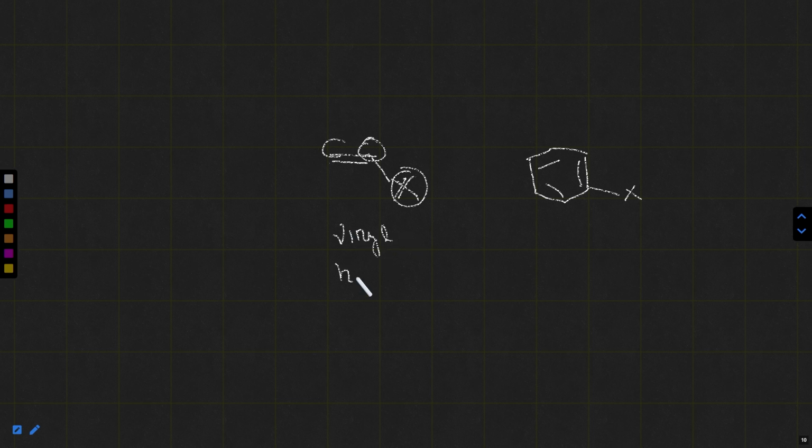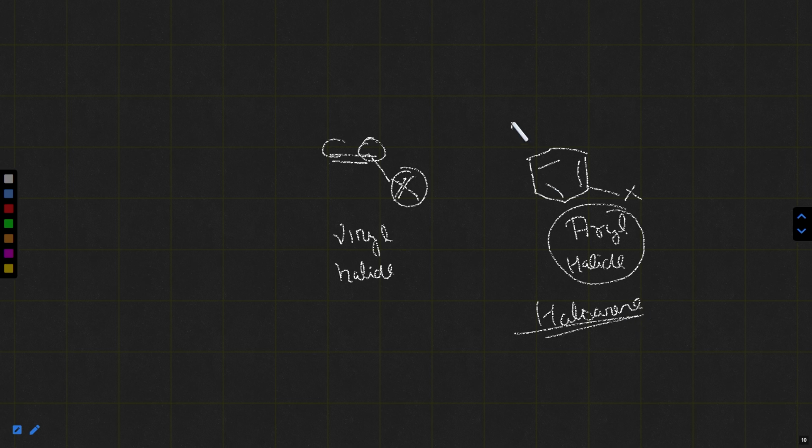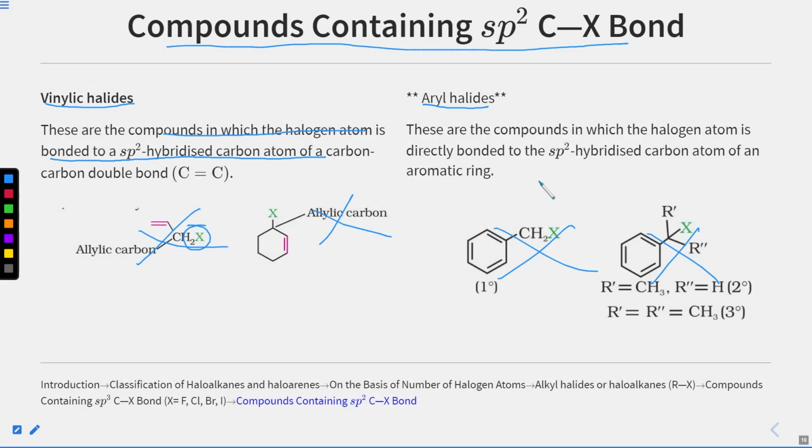Okay, this is vinyl halide, and this is aryl halide. So this is only haloarene. So this is haloarene only. So this type of compound in which the halogen is attached to a carbon which is a part of aromatic ring, they are called as haloarene. So this was the classification which is for the sp2 carbon. Now I have not mentioned one slide here, so I will just talk about it very quickly.